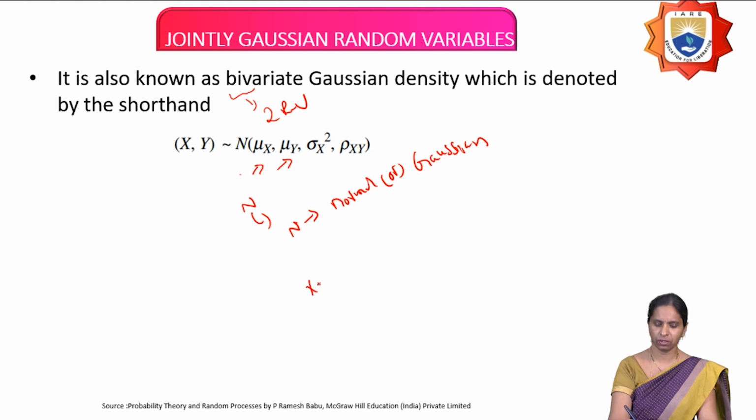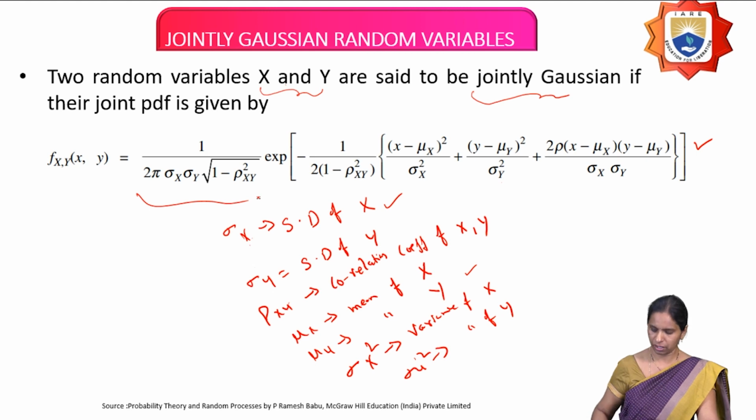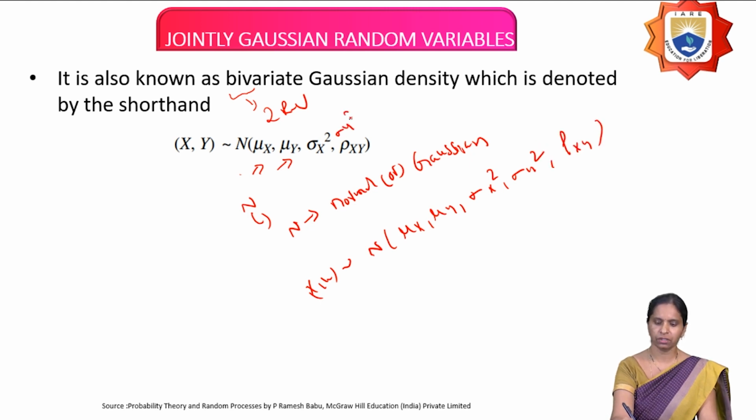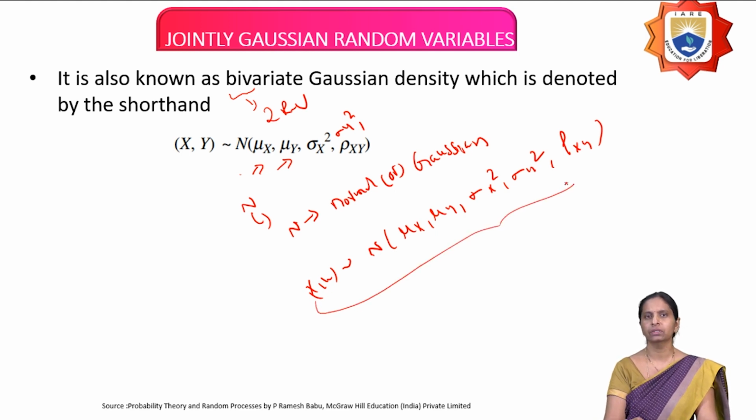So what is the short notation for this? Instead of representing all those things in full, you can simply represent it by the normal distribution of the random variables x and y with means mu x, mu y, variances sigma x square, sigma y square, and correlation coefficient rho xy. This is a shorthand notation for the jointly Gaussian density function for two random variables x and y.